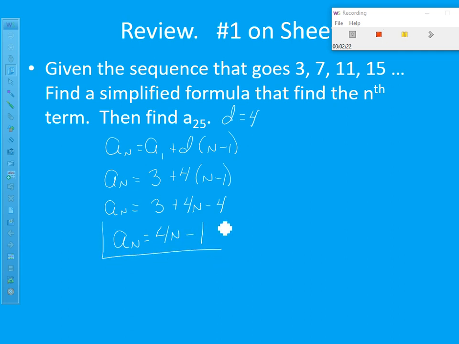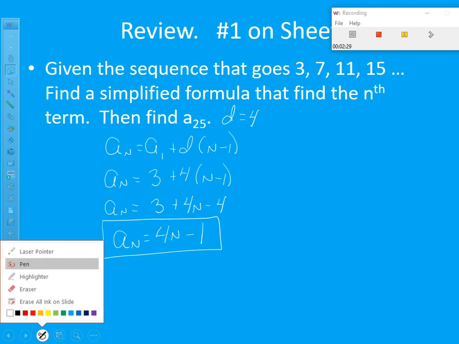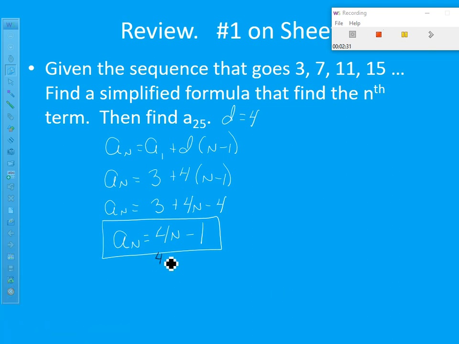Now here's my formula. Let's check it before we move on, though. To check it, I'm going to plug in a 1 and a 2. I'm going to go 4 times 1 minus 1, and I better get 3. Then 4 times 2 minus 1, and I better get 7. If we don't, we messed up, and we need to go back and find our error. But in this case, it works. Another little thing I want you to notice is that it has to have an A sub n in front of it. That way it's a formula.